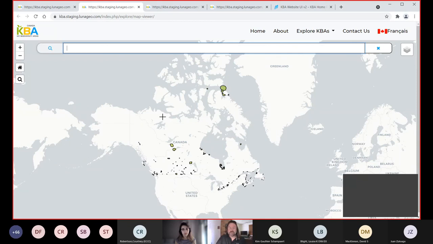So first of all, there's a map viewer page here, a quick way to get an overview of all the sites in Canada that have been identified to date. And again, just a reminder here, what we have on the screen right now is solely the IBAs that have been assessed for KBA status and which look very good for KBA status.